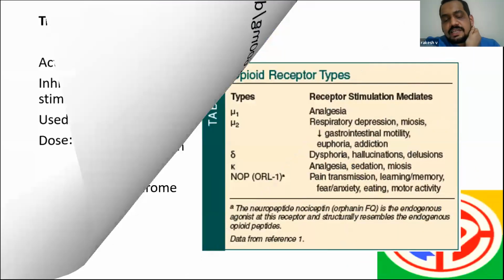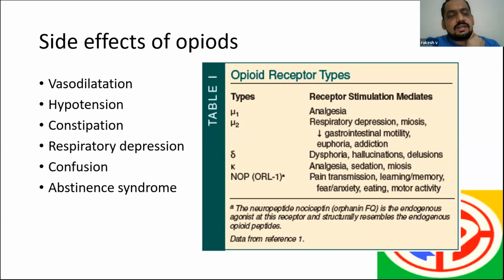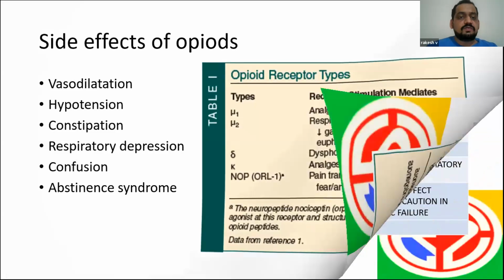But all these opioids come with common side effects. All of us know that SACRUM is the code to remember those side effects. It might be sedation, analgesia, respiratory depression, constipation, confusion, and abstinence syndrome. You have different receptors that correlate with the different side effects of these opioids. But keep this in mind if you're using opioid infusion drugs.